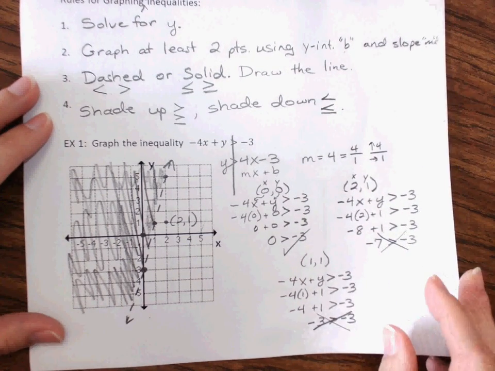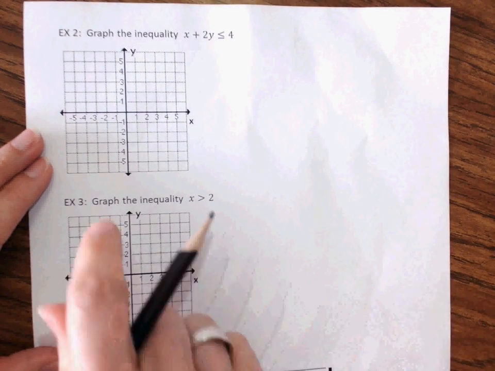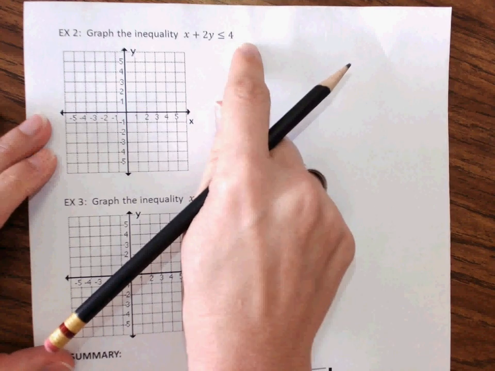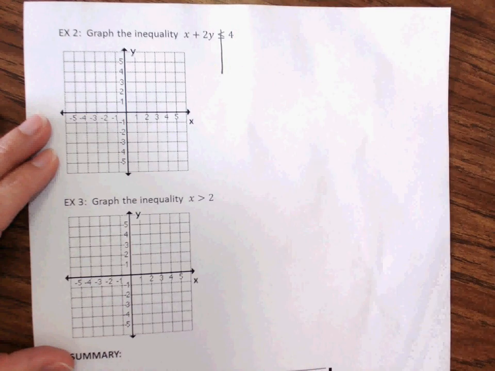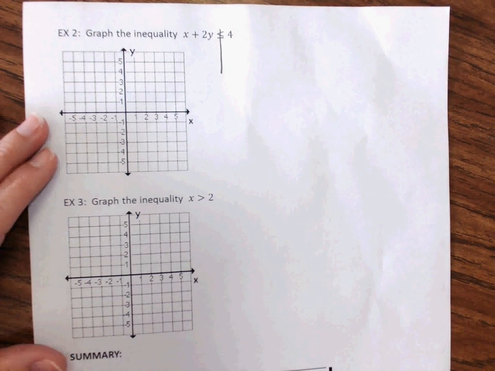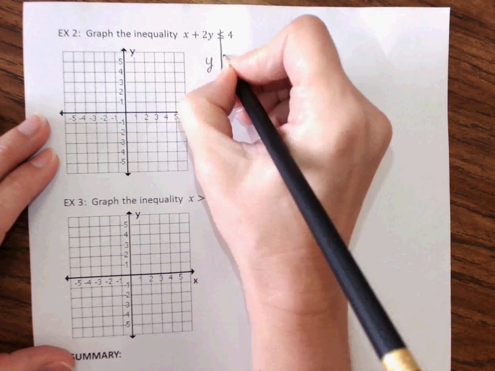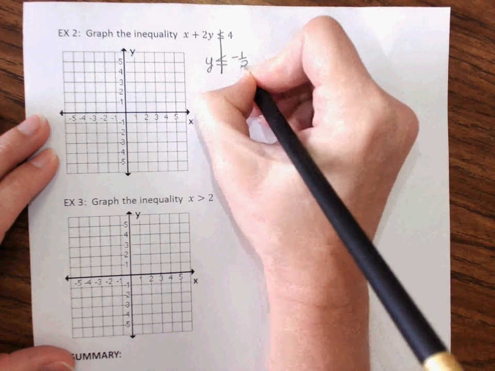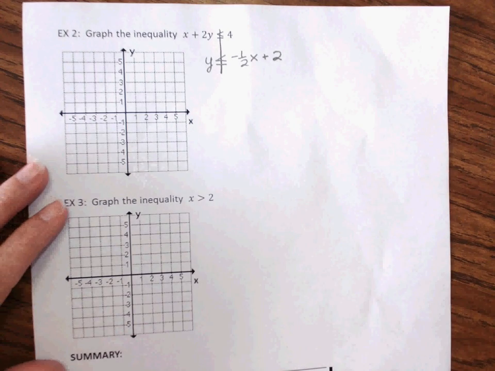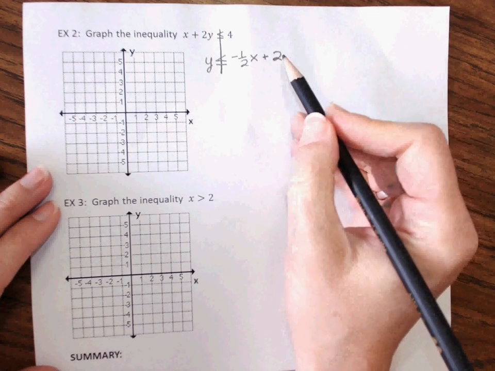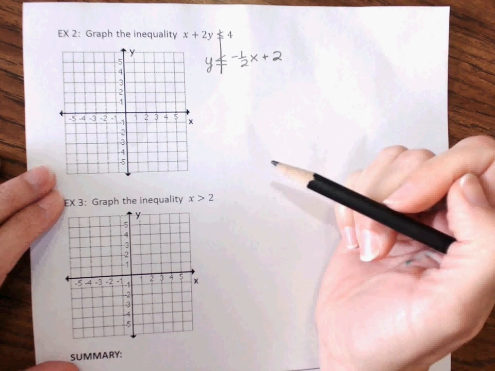We're going to do 2 more examples and then we'll be done. So let's go on to your second page here. We're going to graph this inequality, x plus 2y is less than or equal to 4. So go ahead and draw your wall and go ahead and solve for y. Okay, when you solved for y, you should have gotten y is less than or equal to negative 1/2 x plus 2. Okay, second step, you're going to go ahead and use your y-intercept and your slope to graph the points on the line. So go ahead and do that.